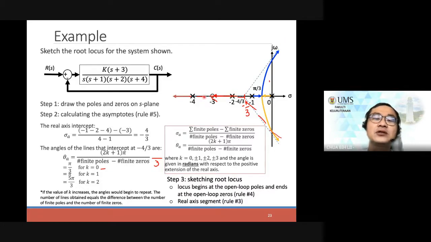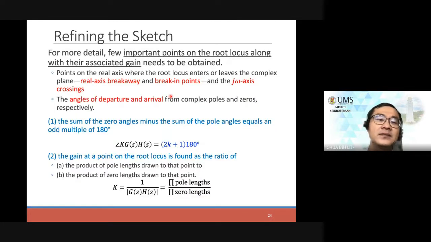Then for this one, go straight, and this one goes straight, for these cases. So this is how we can quickly sketch the root locus. Next would be how we can refine the sketches by putting more details.